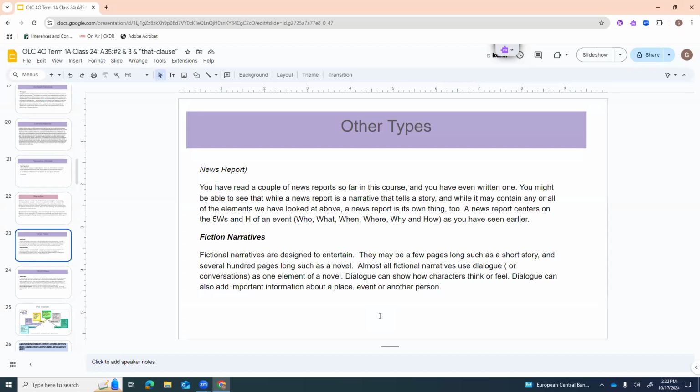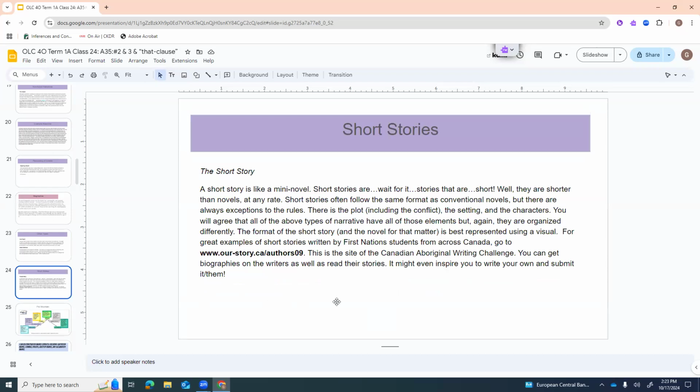Now, fictional narratives are all designed to entertain. They might be just a few pages long, like a short story, or several hundred pages long, such as a novel. Almost all fictional narratives use dialogue or conversations as one element of a novel. Dialogue can show how characters think or feel. Dialogue can also add important information about a place, event, or another person.